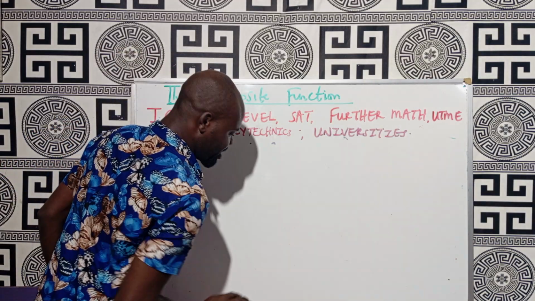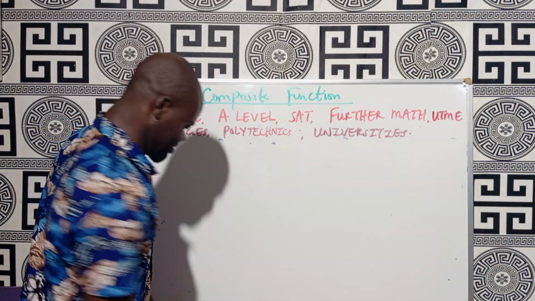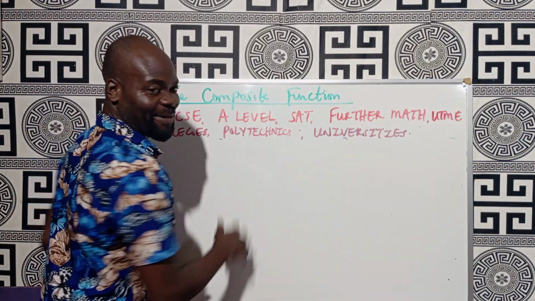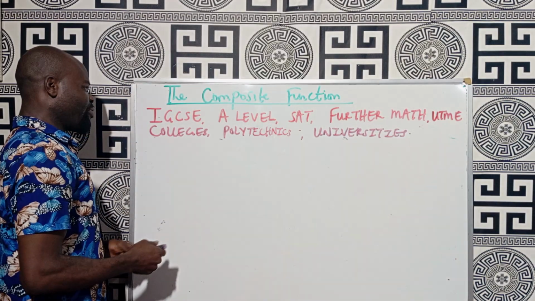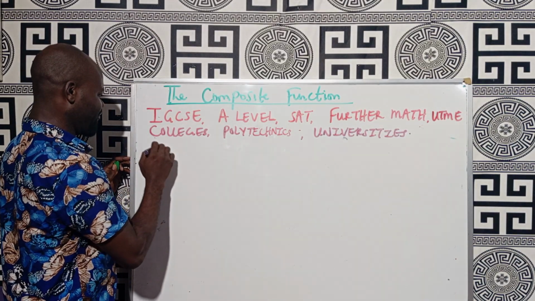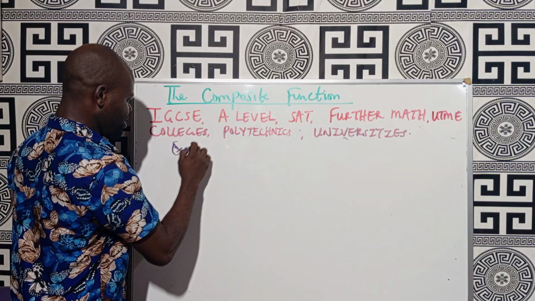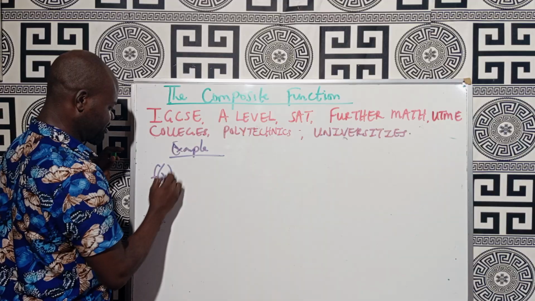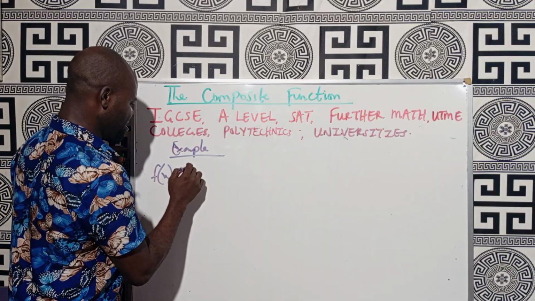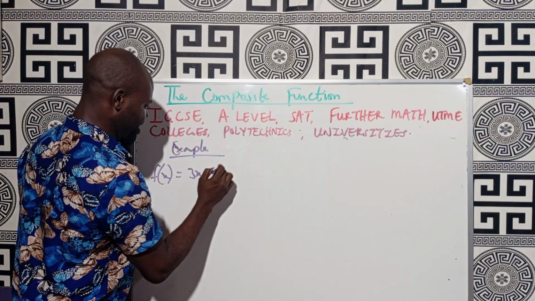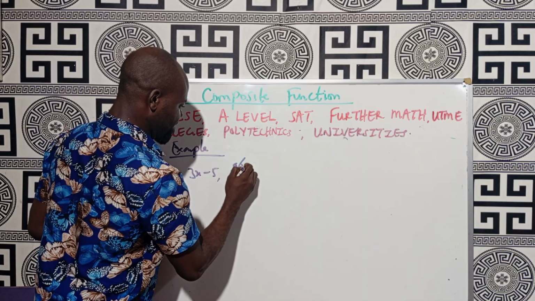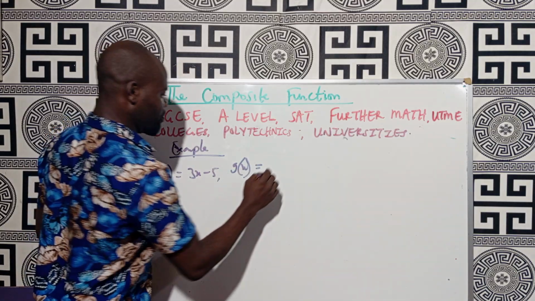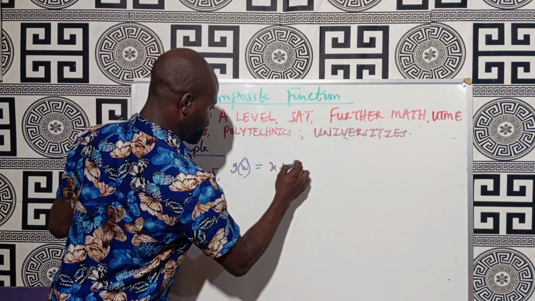Okay. So, having known that, now let's take 1 or 2 examples on function. Let's assume that we have something like this. Let's say we have an example. Let's say f of x is equal to 3x minus 5, and g of x equals x plus 4.